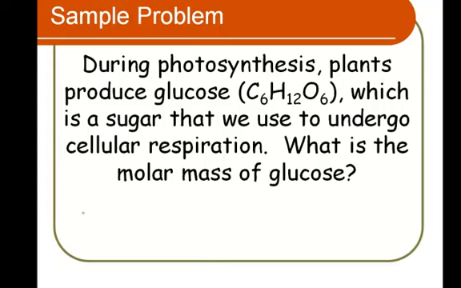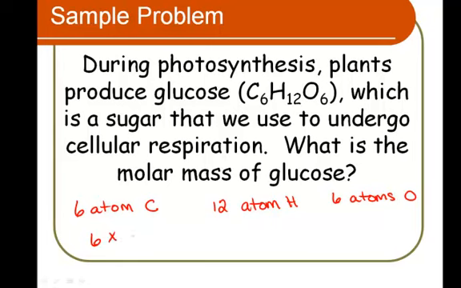So if we go through and take a look, we have 6 atoms of carbon, we have 12 atoms of hydrogen, and 6 atoms of oxygen. So we take our 6 atoms of carbon, so 6 times 12.01, our 12 atoms of hydrogen, and our 6 atoms of oxygen.